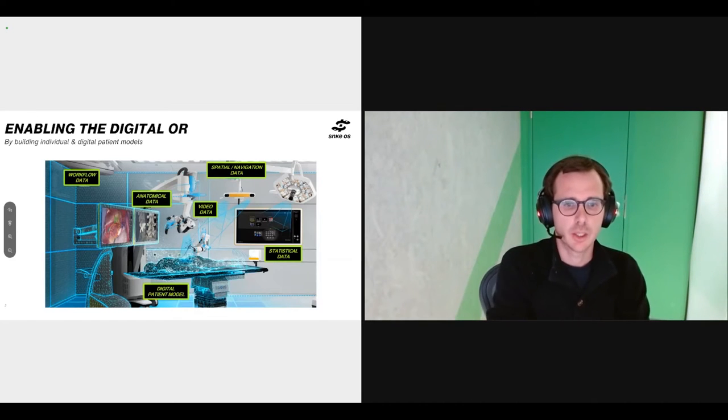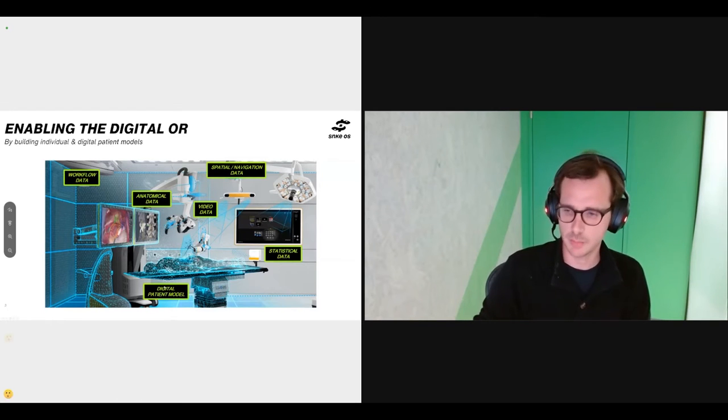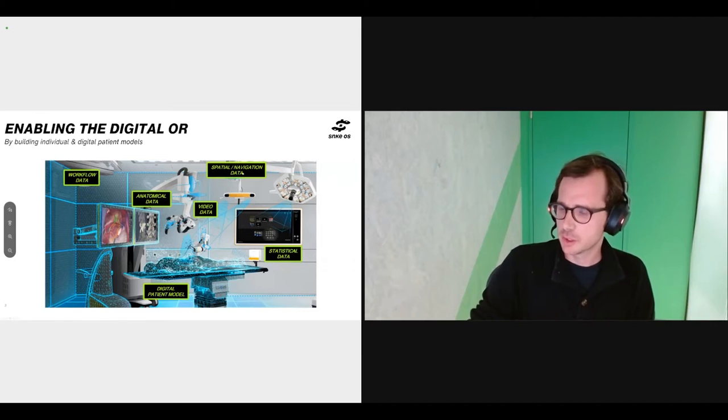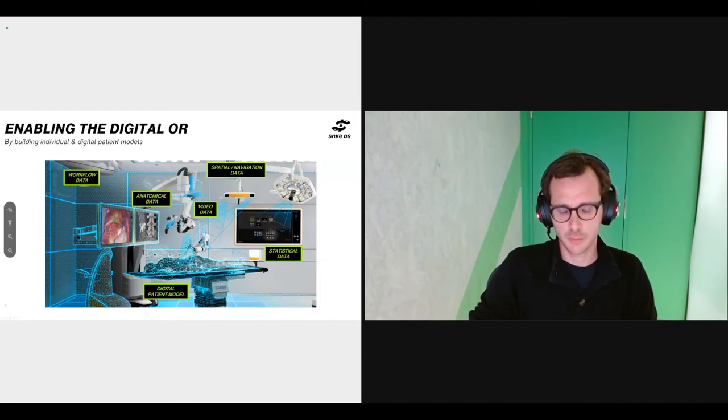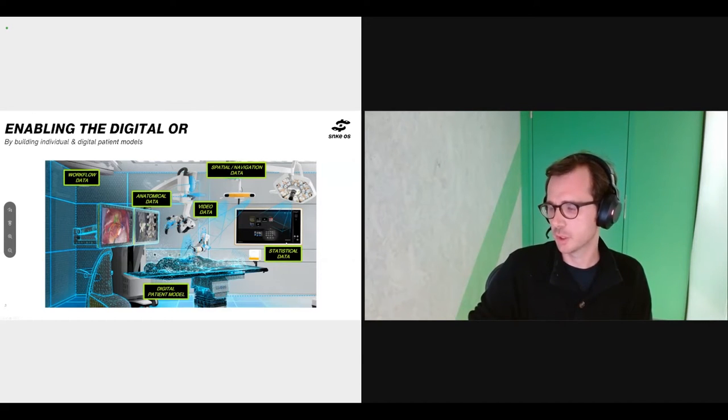So when we look at the different technologies that we are using, we first couple a universal statistical patient model with the individual anatomy of each patient, which is aggregated from different diagnostic images. This allows us to create a digital and individual representation for each patient. To make this representation dynamic, as already said, we are using video data and spatial navigation data. Taking all this into account, we can flow this information back into the universal patient model to derive statistical data from multiple patients. I will go into a little more detail about these different steps.